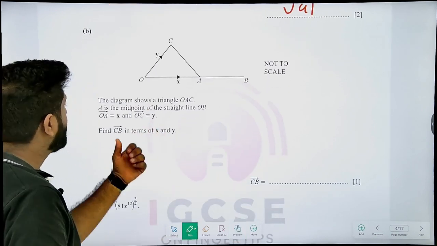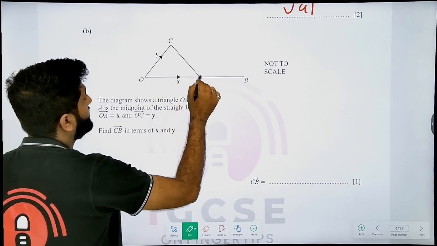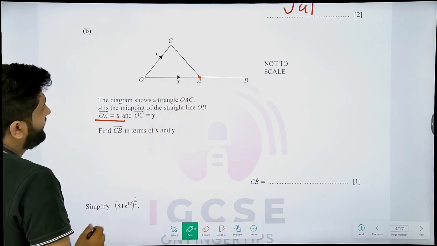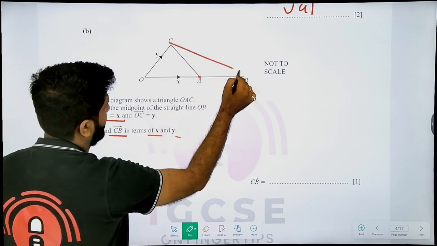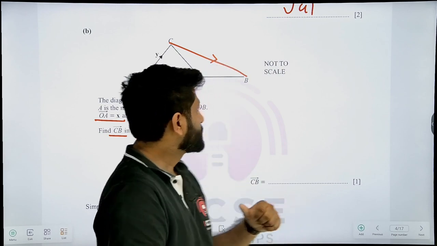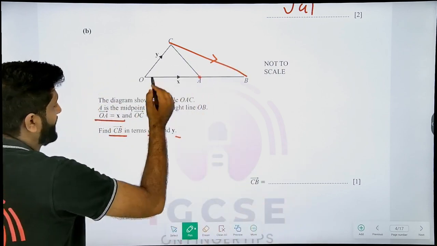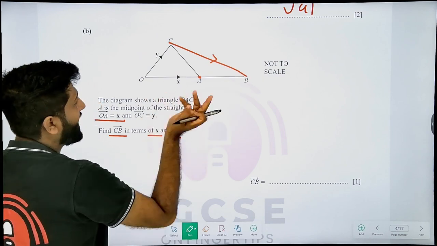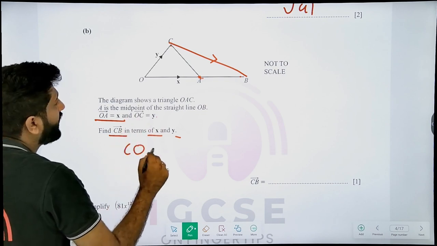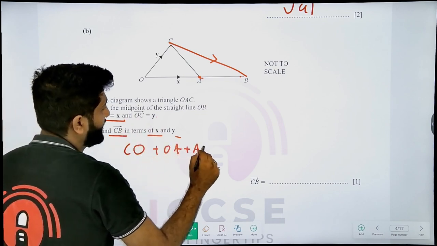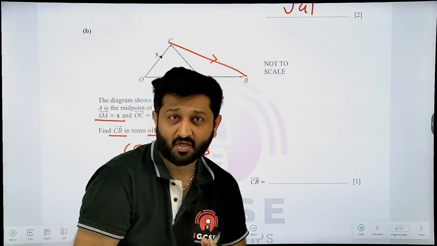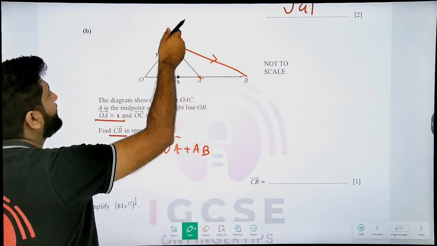The diagram shows a triangle OAC. A is the midpoint of OB. OA is x units and OC is y units. Find CB in terms of x and y. Guys, I have to find CB, which means I have to start from C and move towards B. If I have to go from C to B, I can either go from C to A, then A to B, or I can go from C to O plus O to A plus A to B. Now, do I know the value of CO? I think I do. What is the value? I am going from C to O.